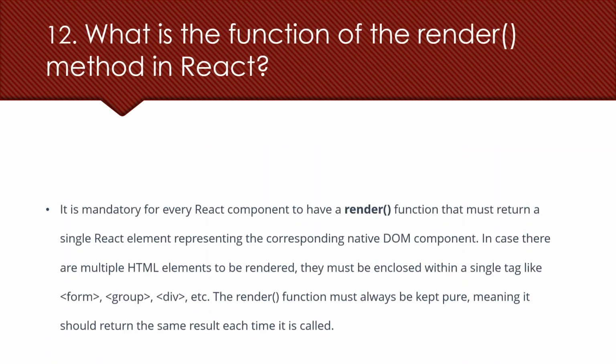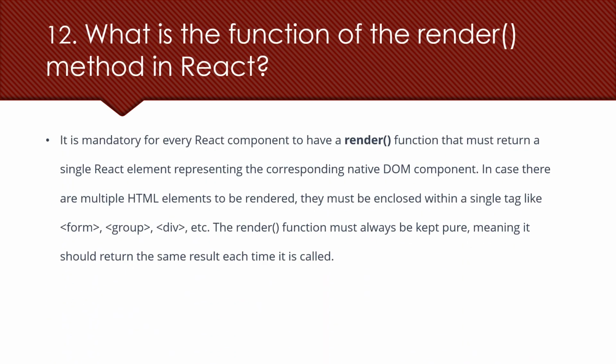Okay, the next question is, what is the function of the render method in React? The render method is mandatory in every React component. Here I am specifically saying React component. This render function must return a single React element representing the corresponding native DOM component. In case there are multiple HTML elements to be rendered, they must be enclosed within a single tag like form, group, div, or React.Fragment, something like that.